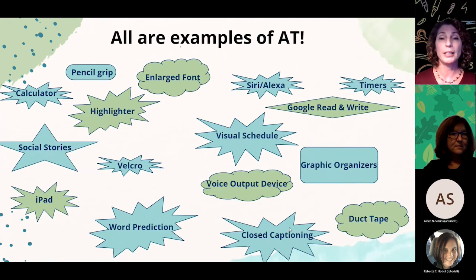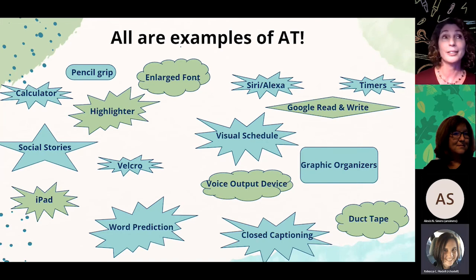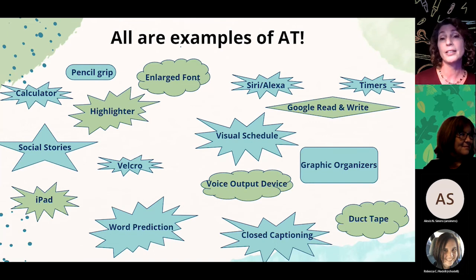Some great examples of AT that we put up here on the slide. We've got pencil grips and word prediction, graphic organizers to support writing, Google Read and Write. We've got social stories, iPads, and Google, timers, things of that nature, visual schedules. I threw duct tape up here because I think duct tape can be considered AT. If you duct tape something down so a student can access it and keep it in place for that student, it's a great thing to use so that he can access it, and it can be considered AT because he might need that to keep that item in place.